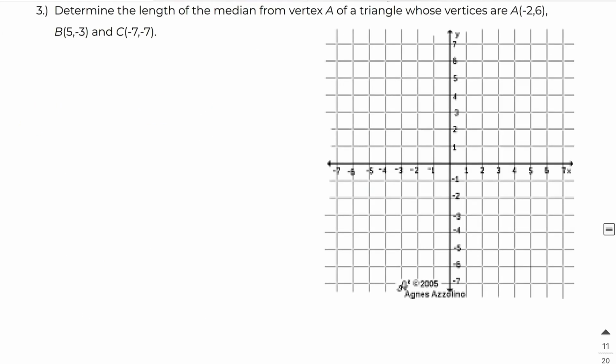Okay? All right, people, in our last example, it says to determine the length of a median from vertex A of a triangle whose vertices are as follows. So let's start by graphing out triangle ABC. So A is at negative 2, 6, B is at 5, negative 3, and C is at negative 7, negative 7. So this is A, this is B, this is C. Notice how I haven't labeled the vertices until after I've gotten my graph because I want to make sure that it's not going to be in the middle of my triangle.